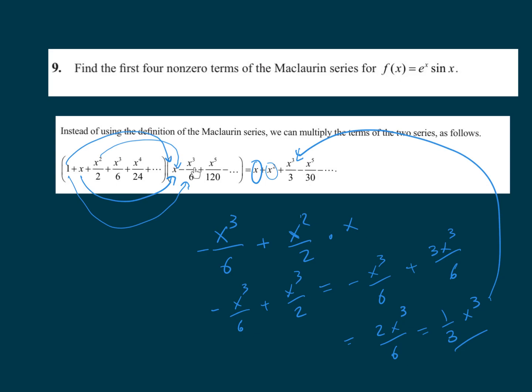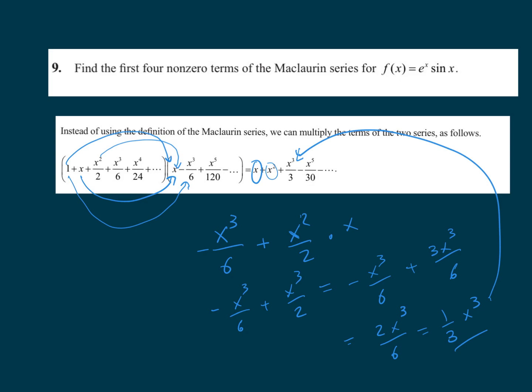This by this, I don't see that it's cancelled. I think that it appears. Here x4, there is one x4: x cubed by x is x4 divided by 6. And x multiplied by x cubed divided by 6, this one is also x4 divided by 6, that will cancel. So the x4 will not appear.